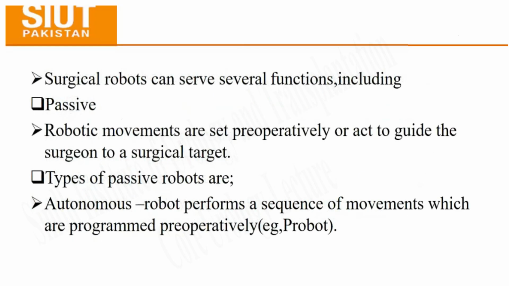Now, these are the different types of robot we are going to discuss. Surgical robots can serve several functions, including passive. Passive means robot movements are set pre-operatively or act to guide the surgeon to a surgical target. Means it is directed pre-operatively to perform the surgery. Now, the types of passive robots are autonomous. Robot performs a sequence of movements which are programmed pre-operatively.